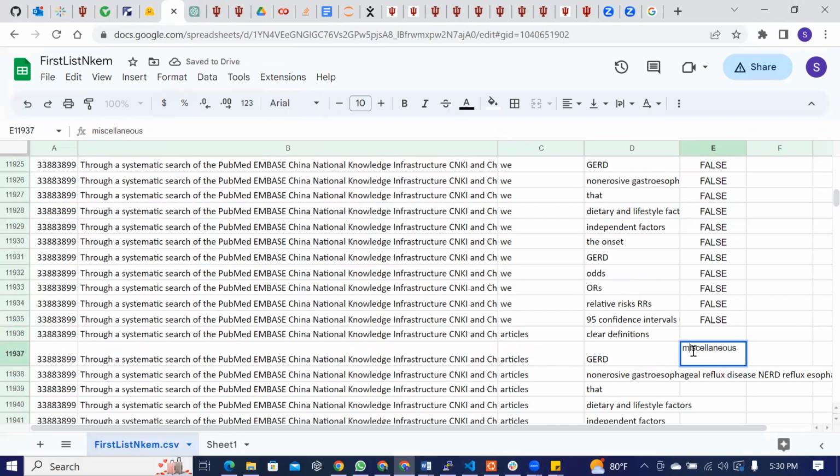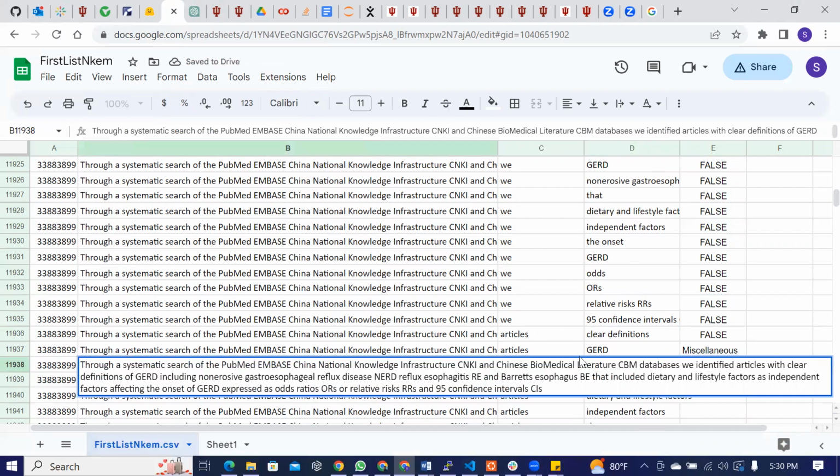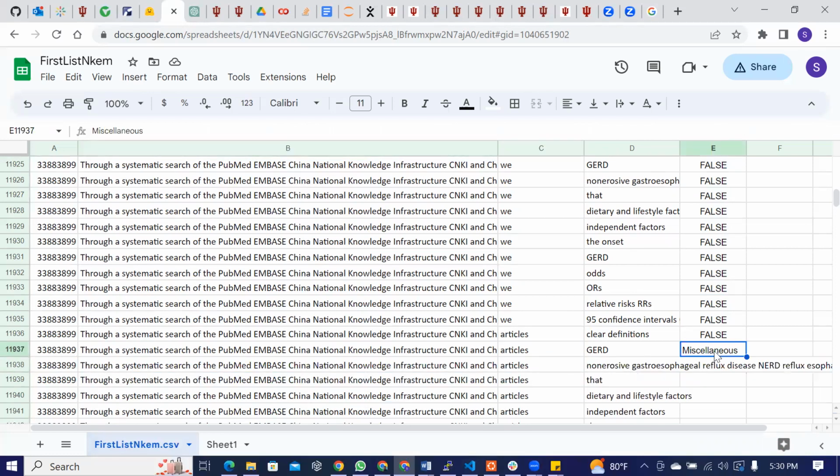So what is left here? This is miscellaneous. Articles, clear definitions, no relationship, false. Articles, non-erosive gastroesophageal disease. Now you can look at it: articles with clear definitions of GERD, including non-erosive. You can obviously see "including", so there's a miscellaneous relationship between what they studied and articles. Now, articles and that obviously has no relationship, so it's false.